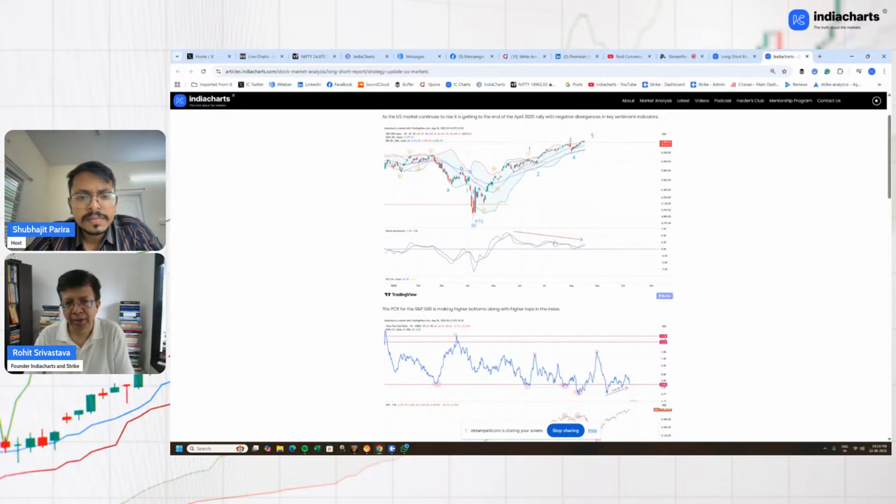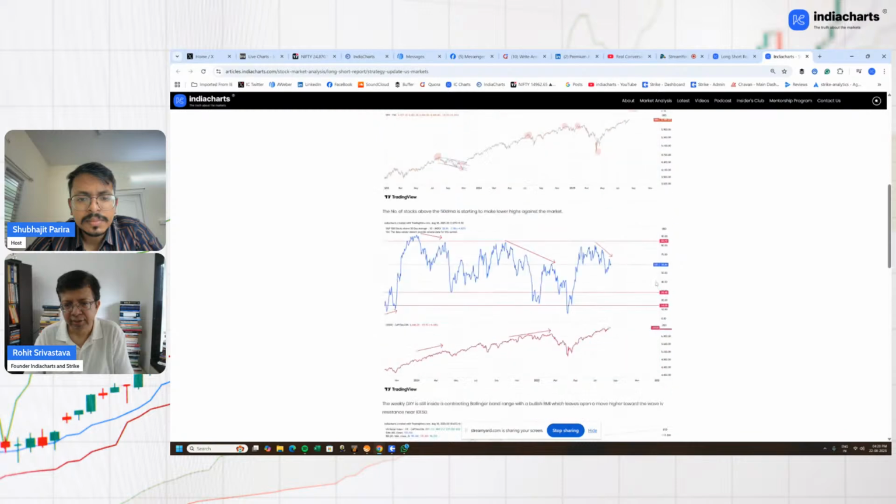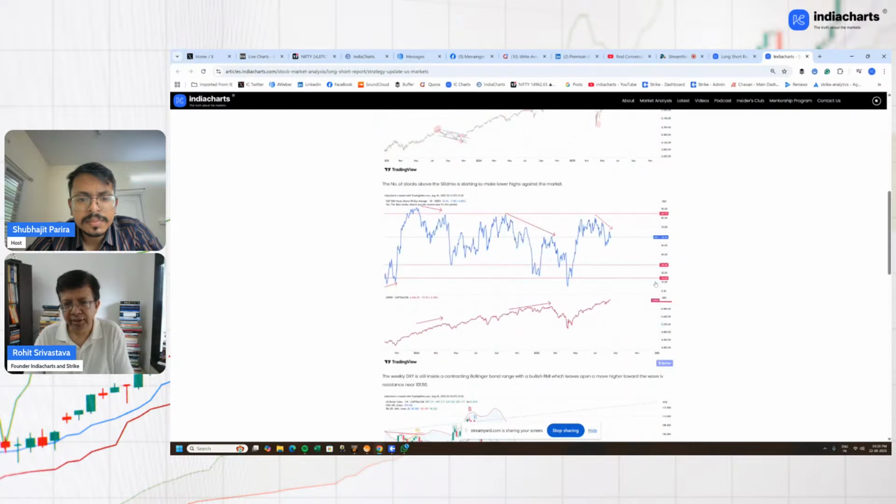One is that the momentum is diverging negatively throughout this phase. This is the put call ratio. The put call ratio for the US market is also diverging negatively, which means each time the market is going up, the PCR is not making a new low. It's actually making a higher bottom. So this is another negative divergence. And the third one is that the number of stocks above the 50-day moving average has been falling, reducing in the last two rallies.